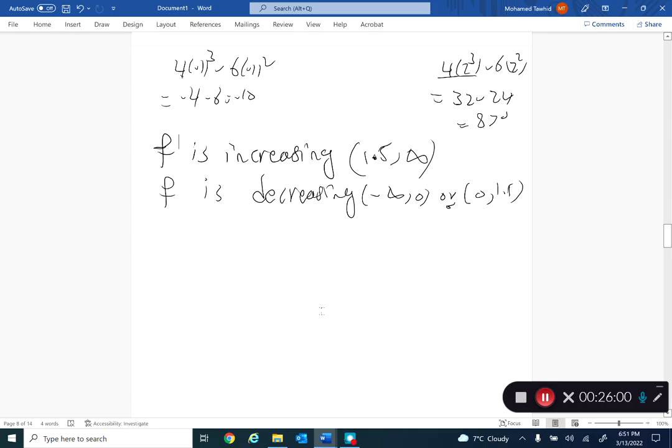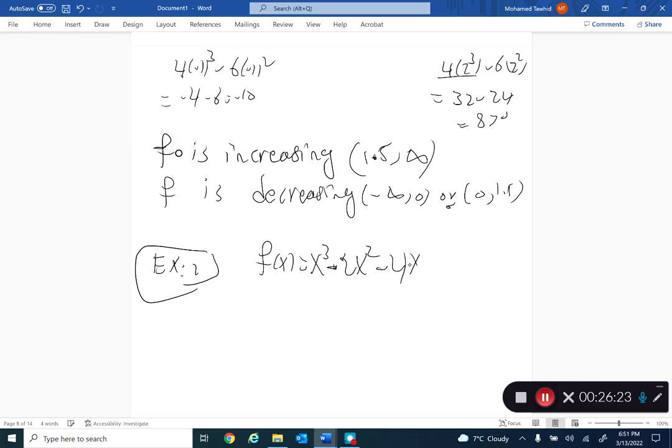Okay. So I have another example here. Let me give you another example: you have your f of x equal to x cubed minus 2x squared minus 4x plus 1. So I need to figure out the interval where f is increasing and where f is decreasing.